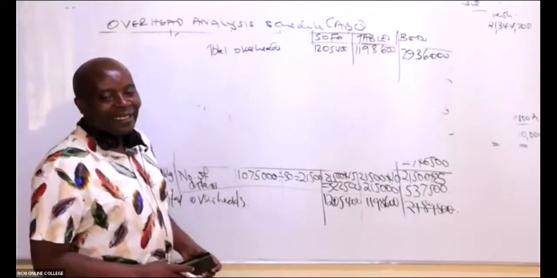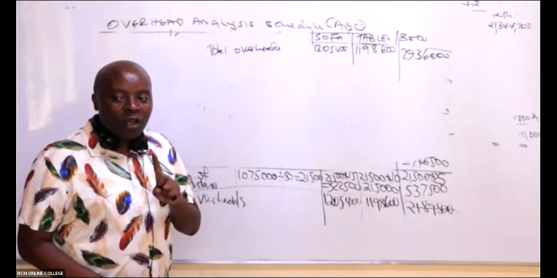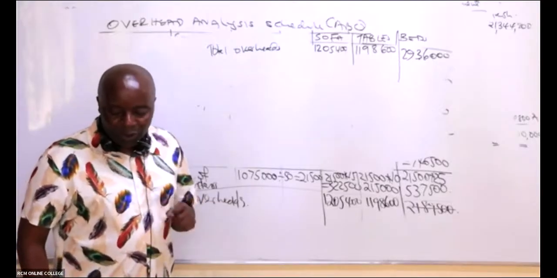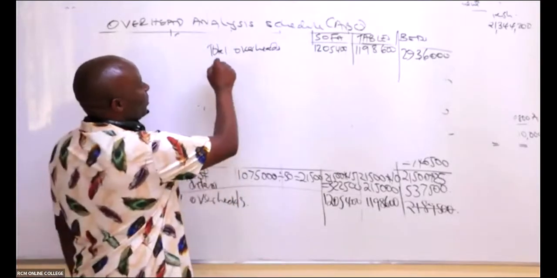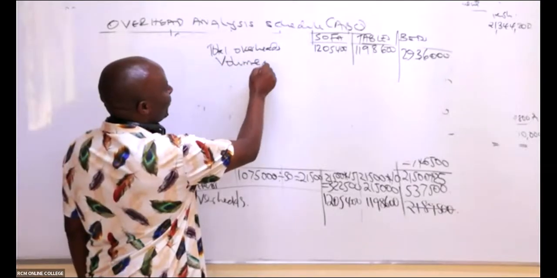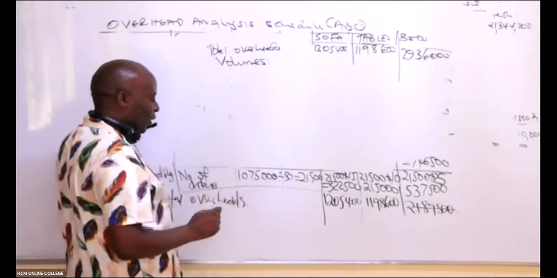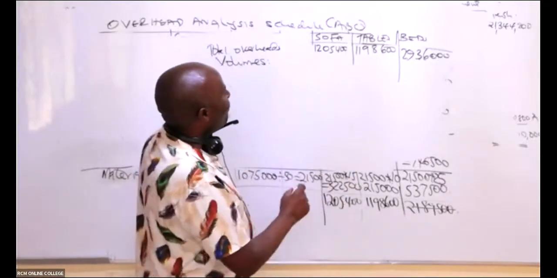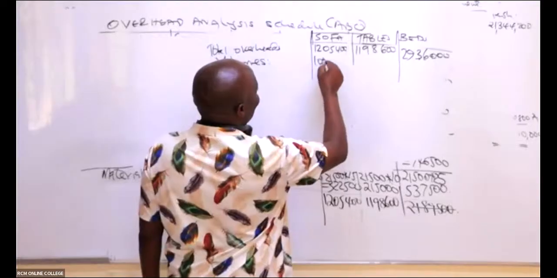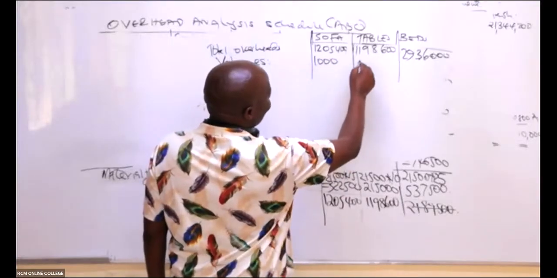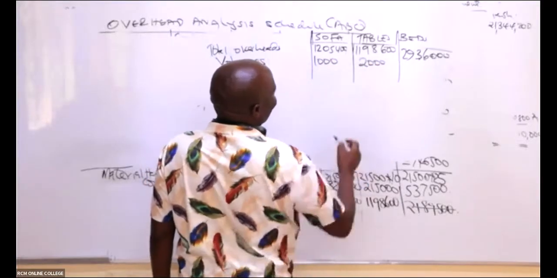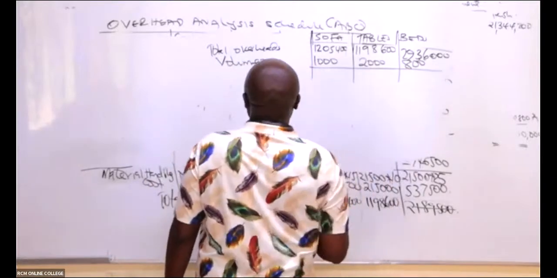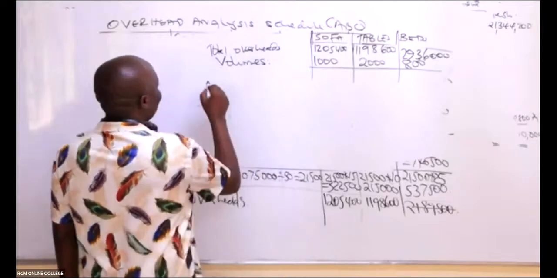So remember, at the end of the day, they want us to give them unit costs. So because they want me to give them unit costs, I must come and divide this by the volumes. Are you able to remember the production volumes of sofas? 1,000. Tables, how many? 2,800, right? So then give me the overhead per unit.